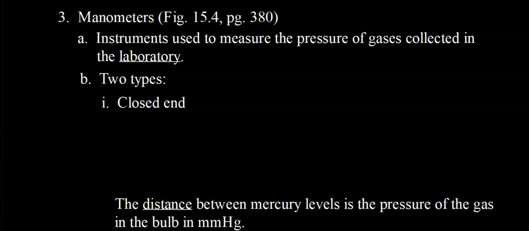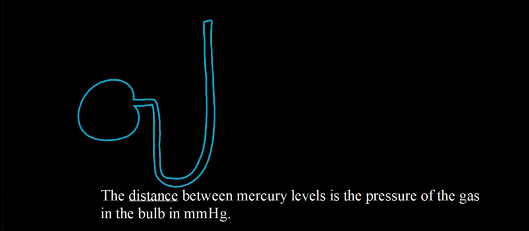Let me draw a picture of what they look like. So here's what it kind of looks like. There's some in your book on page 380. In fact, the one on the right is a closed end manometer, so it's closed at this end. Inside here is a gas. So we have a container. Sometimes you'll see the word bulb, some container filled with the gas. And inside this, I call it a U-tube, is mercury.